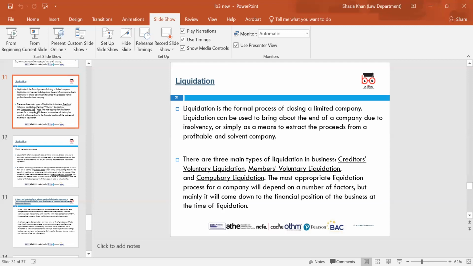So the next one is liquidation. Liquidation is a formal process of closing a limited company. Liquidation can be used to bring about the end of a company due to insolvency, or simply as a means to extract the proceeds from a profitable and solvent company. There are three main types of liquidation in business: creditors voluntary liquidation, members voluntary liquidation, and compulsory liquidation. The most appropriate liquidation process for a company will depend on a number of factors, but mainly it will come down to the financial position of a business at the time of its liquidation.